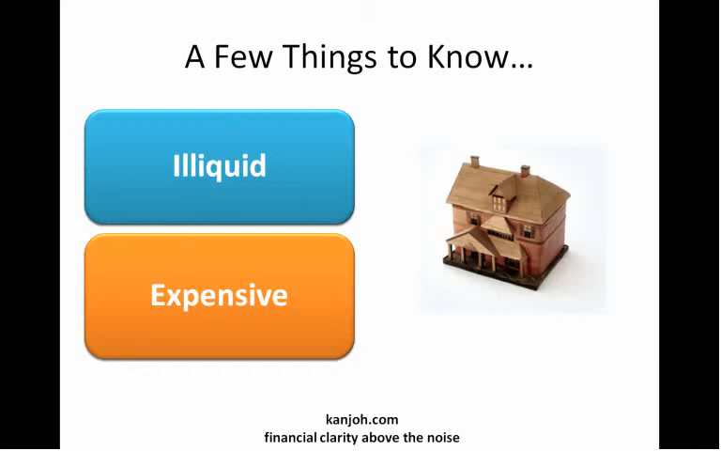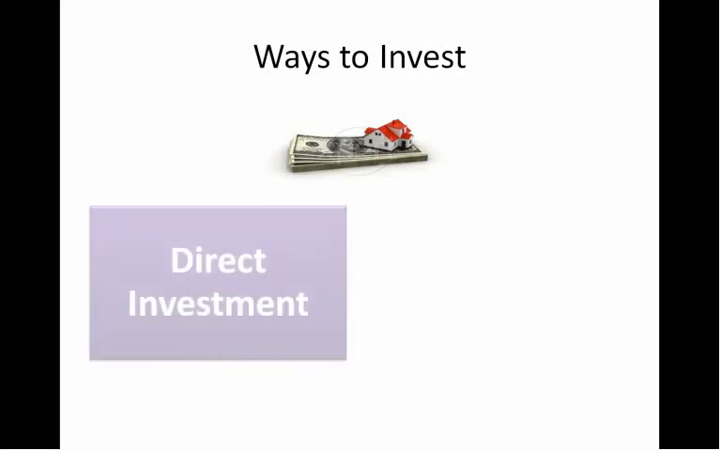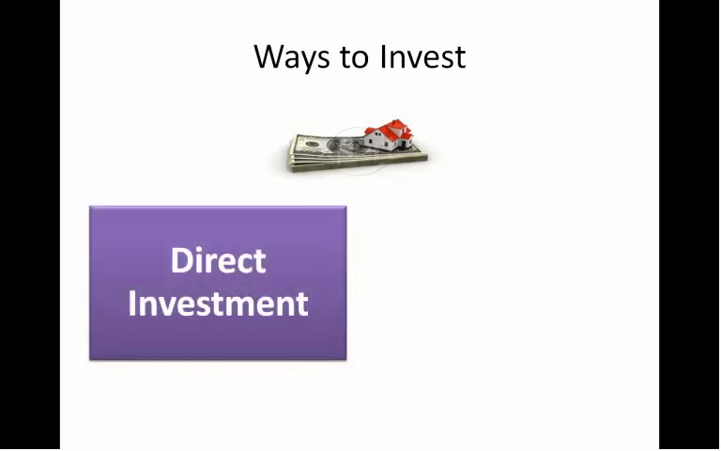Now that we understand some of the unique risks, let's move on to ways to invest in real estate. One of the major ways is direct investment, and that's what I've been talking about so far. When investors speculate on houses, vacation properties, office buildings, they look to things like rental income and property appreciation to generate returns. Now, this is certainly a viable strategy. Many people have been very successful, but it's also extremely risky.